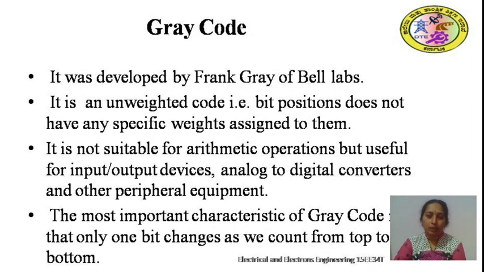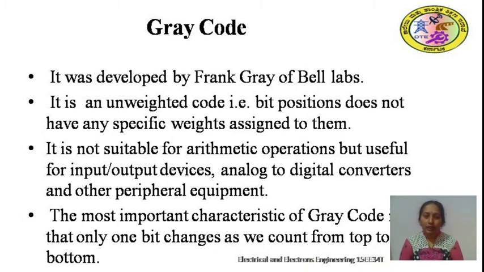Okay, next type of code is Gray code. Gray code was developed by Frank Gray, working for Bell Laboratories, USA. He was a scientist who worked for Bell Laboratories and developed this Gray code. This Gray code, unlike BCD code, is an unweighted code. Like in BCD code, every bit has its own weight. We also call it the 8421 code.